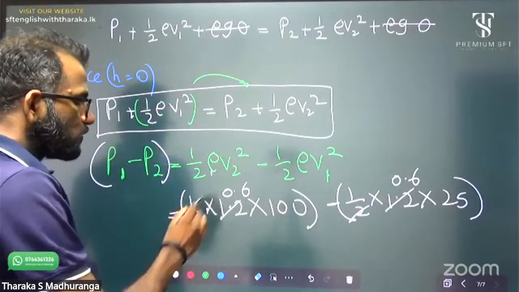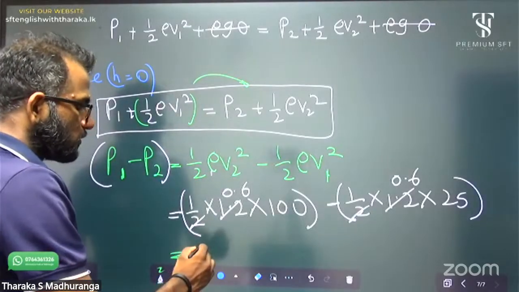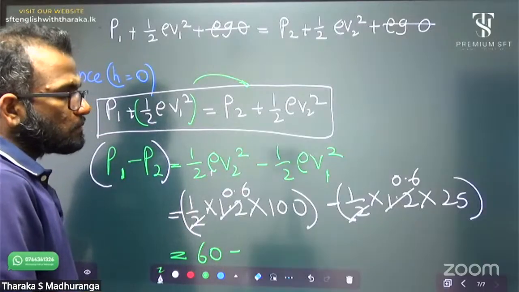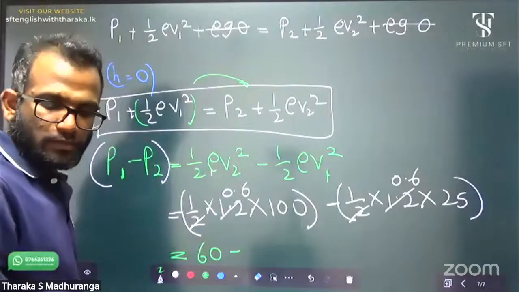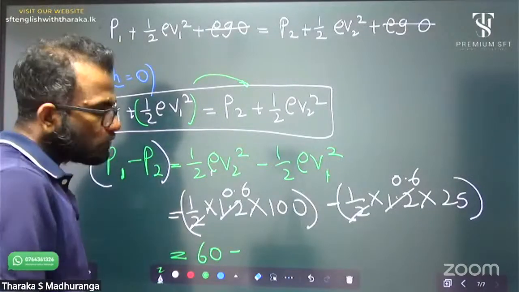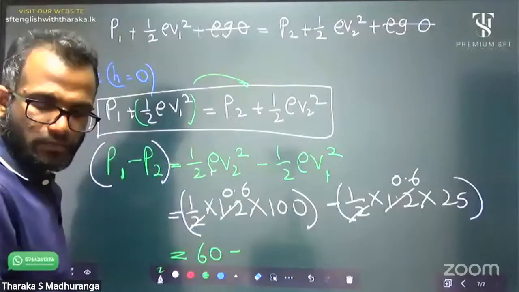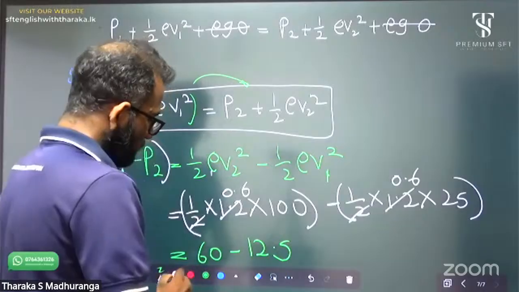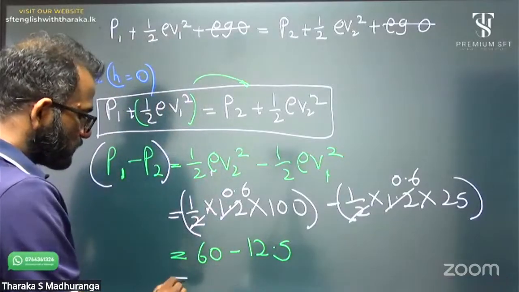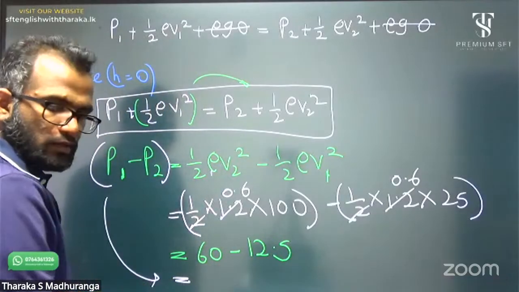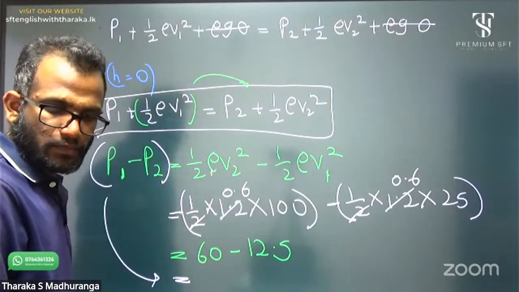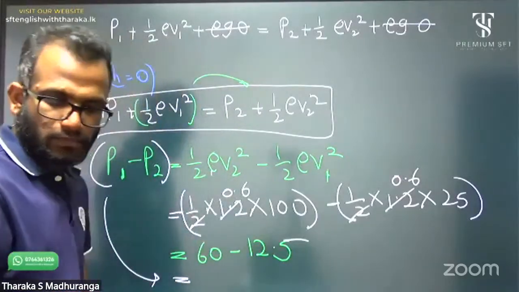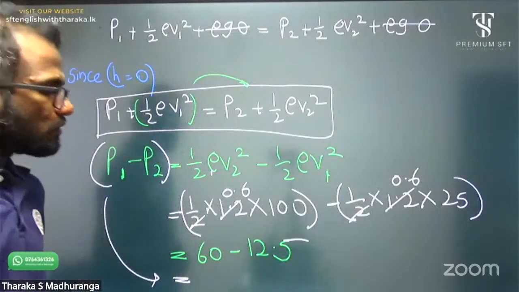Now, what is the answer for 0.6 into 100? It is 60, minus 0.6 into 25, which is 15. Then the pressure difference equals 60 minus 12.5 Pascal. What's the answer?